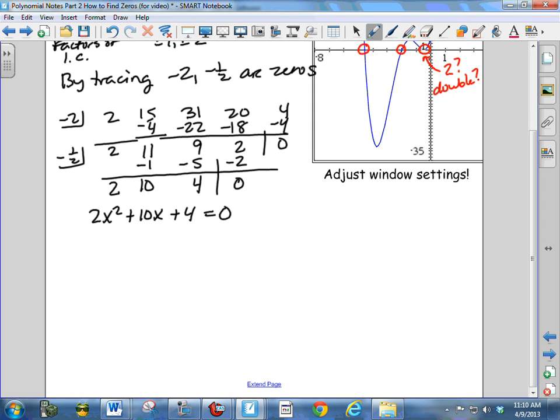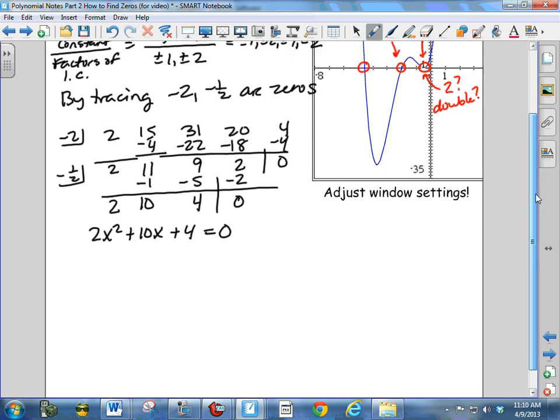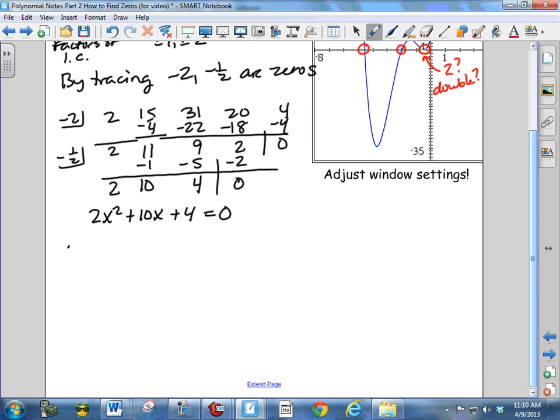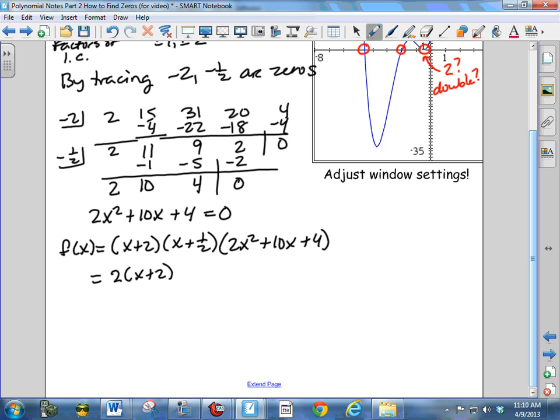So my polynomial, and did I call this one p of x? This is f of x. F of x can be divided into x plus 2, x plus 1/2, those are my first two zeros, and 2x squared plus 10x plus 4. Now notice I can factor a 2 out of that last factor. So I could actually write this as 2 times x plus 2 times x plus 1/2 times the quantity x squared plus 5x plus 4.